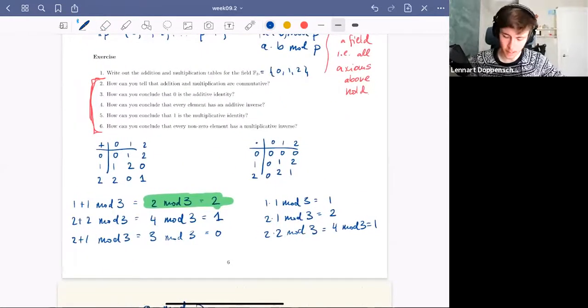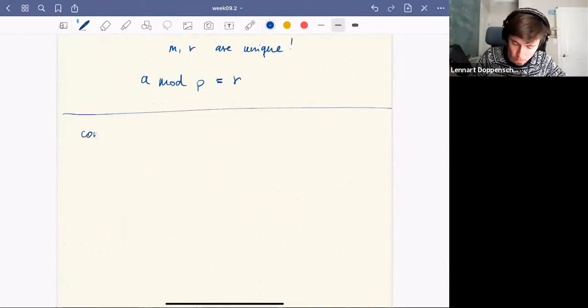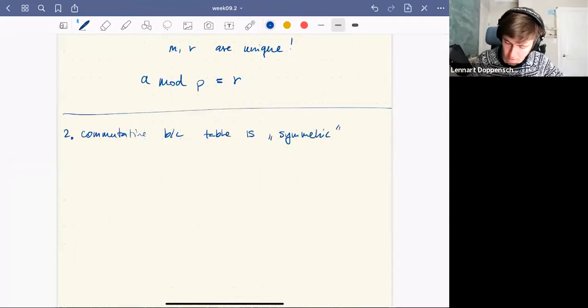So commutativity is clear because this is symmetric. If you look at the diagonal, it's like a symmetric matrix. It's like if you transpose this table, which doesn't really make sense, but what I mean is that the entries in this table are the same on both sides of the diagonal. So it is commutative, because the table is symmetric.